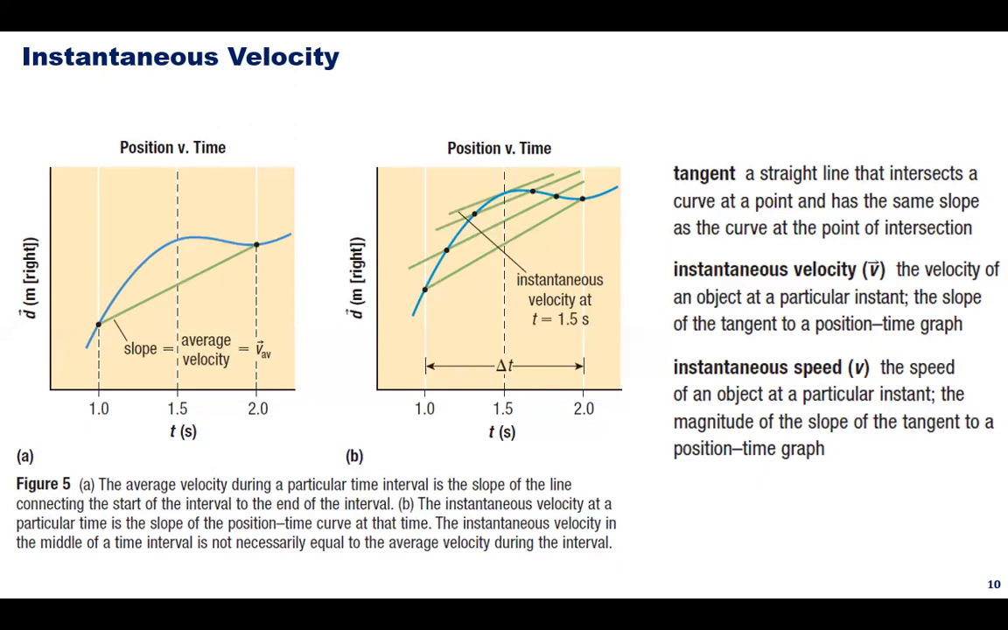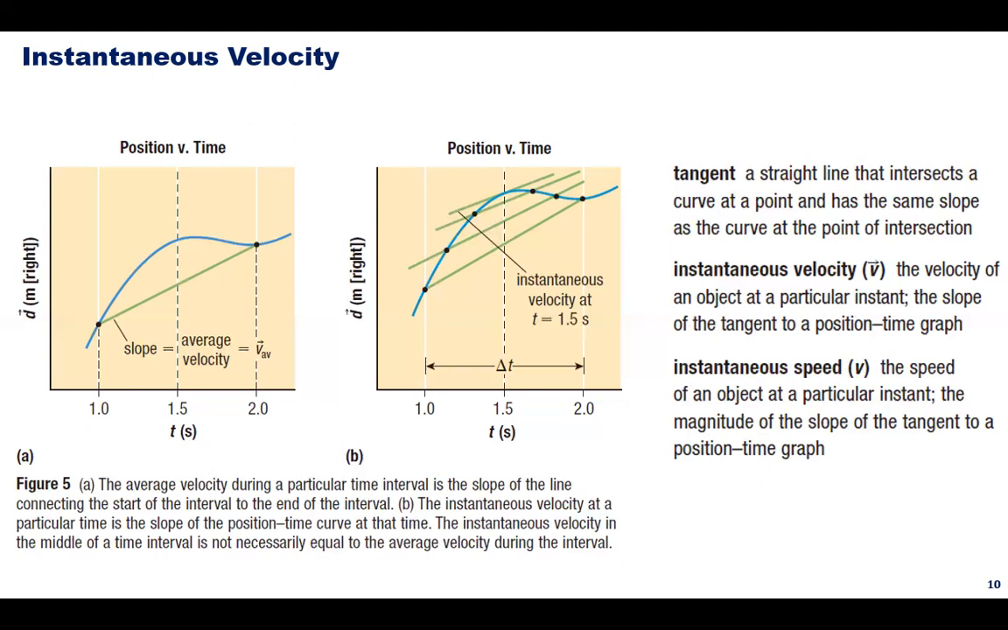So from figure 5b, we see that as we take smaller and smaller time intervals, we are actually approximating the slope of the position time curve at the point of intercept t equals 1.5 seconds using a tangent line. A tangent line is a straight line that intersects a curve at a point and has the same slope as the curve at the point of intersection. The slope of a tangent to a position time curve is called instantaneous velocity, which is denoted by vector v, which is the velocity of an object at a certain instant of time.